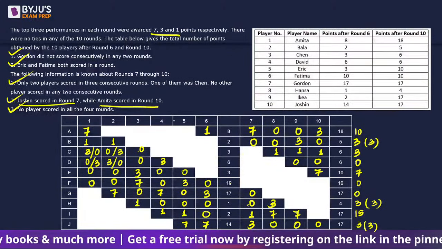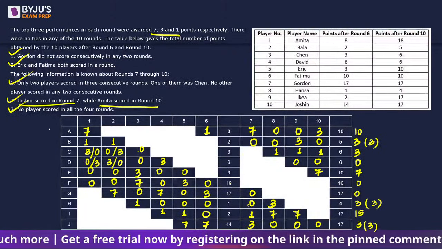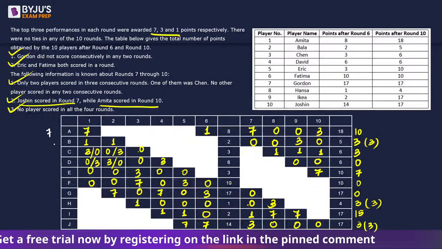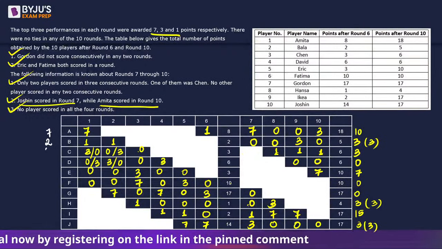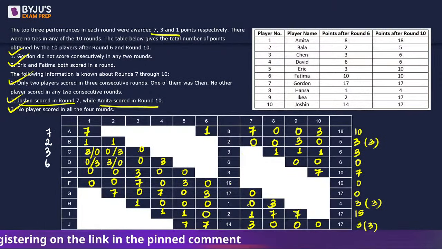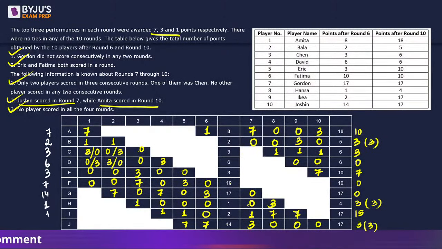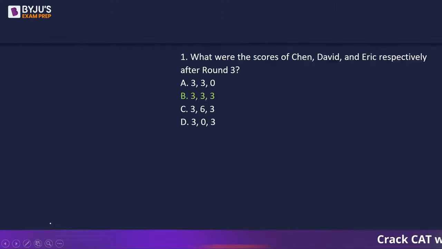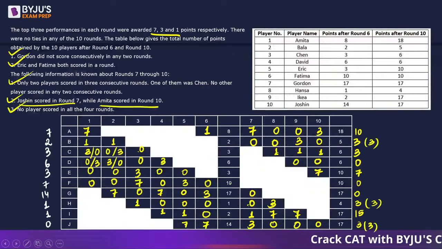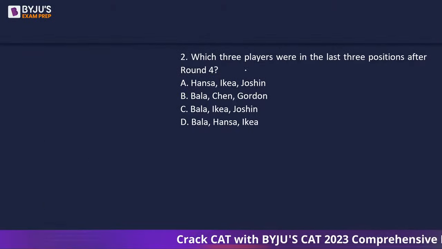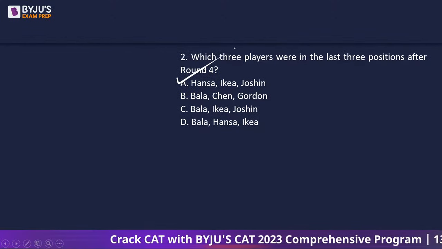After round 4, the last 3 positions. A was already at 7, B was already at 2, C was at 3, D was at 6, E was at 3, F was at 7, G was at 14, H was at 1, I was at 1, J ka 0 tha. So we're talking about last 3 positions. So last 3 positions being HIJ. So HIJ is there in option A.